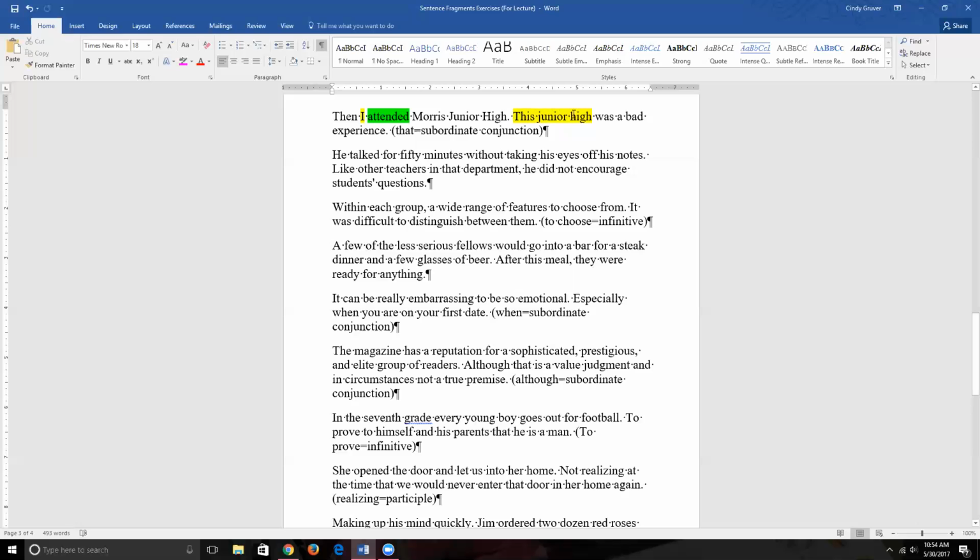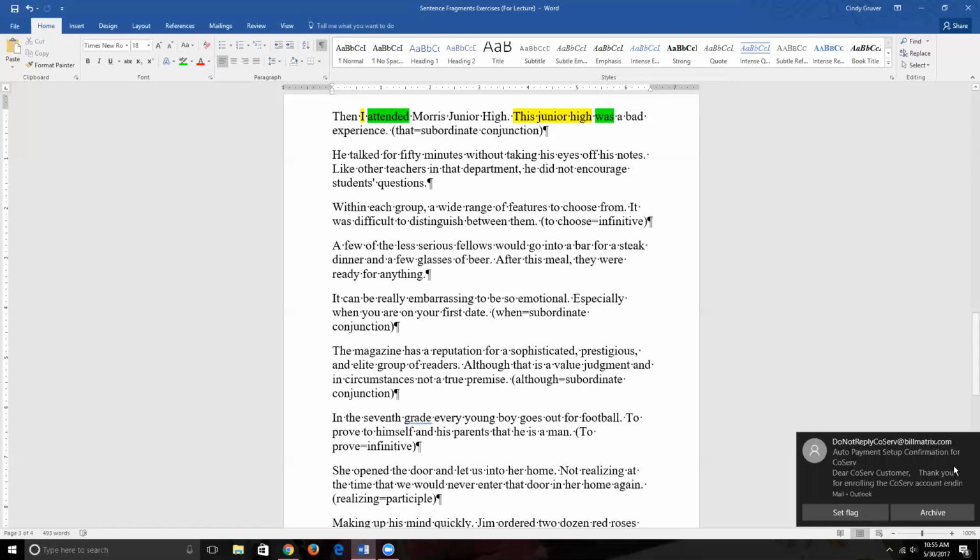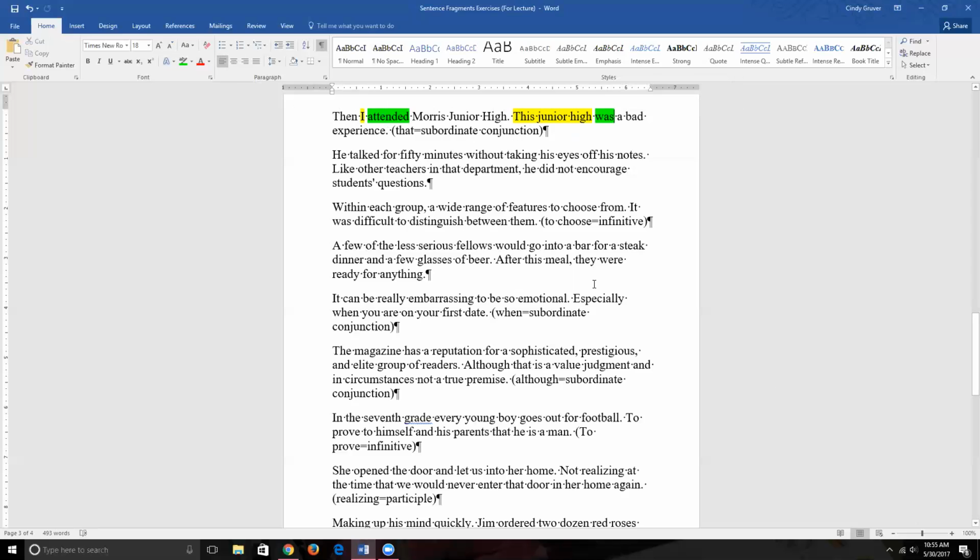Now we have a subject, which is yellow, and now we have a verb, which is green. And we have a complete idea. This junior high was a bad experience. So we're good to go. We have accomplished our task. We've solved the problem in 2 different ways. They're both correct ways. You can do it as you think appropriate. You don't feel like you have to do one or the other, or that one's better than the other. Let's look at our next set of sentences.